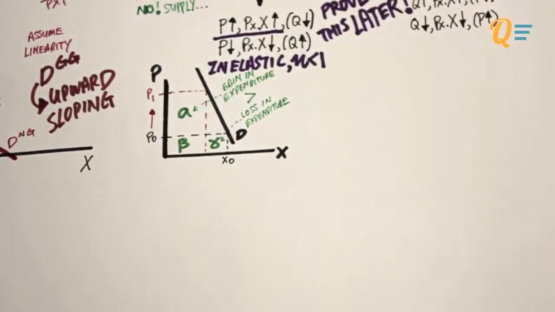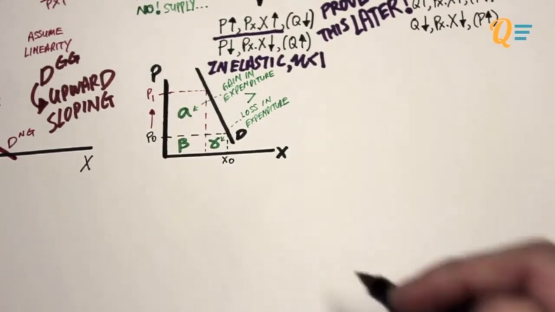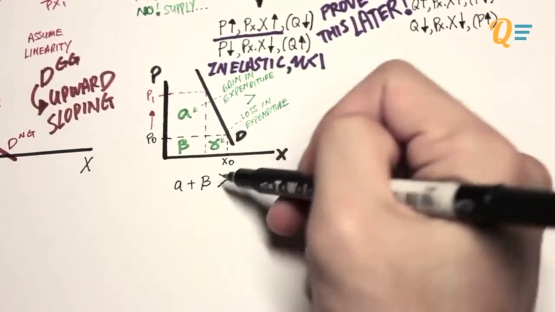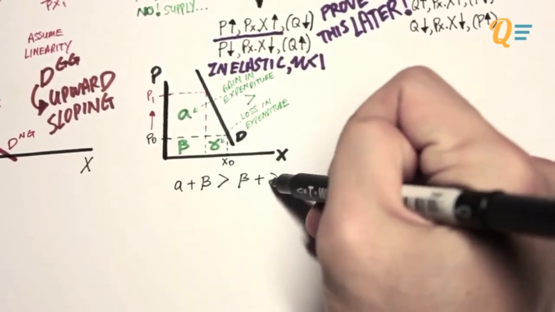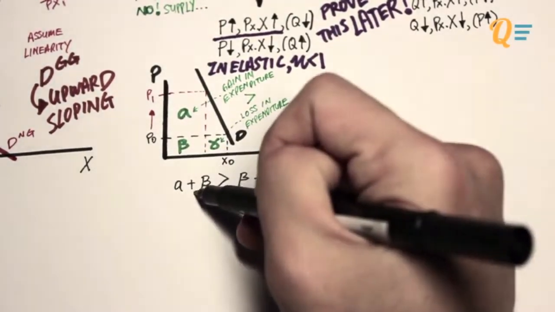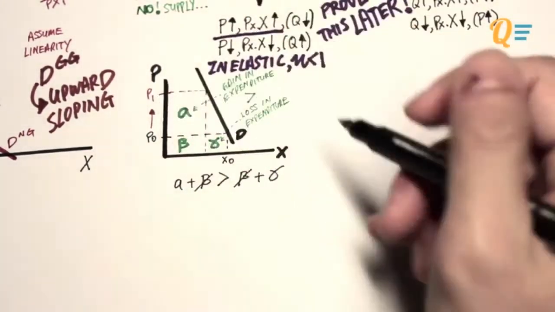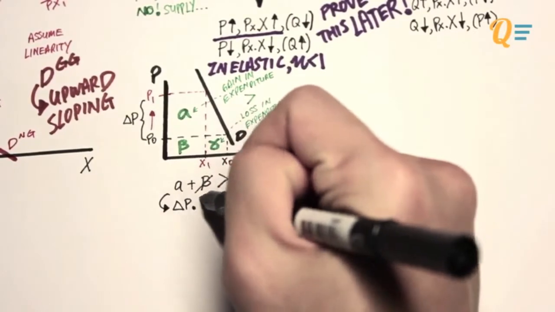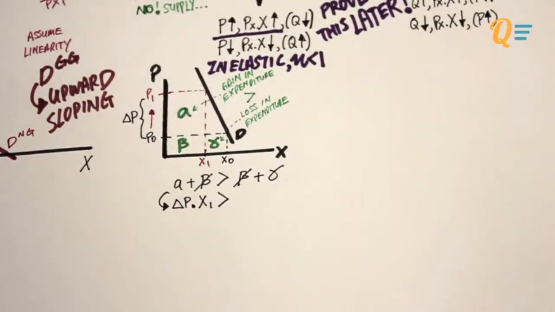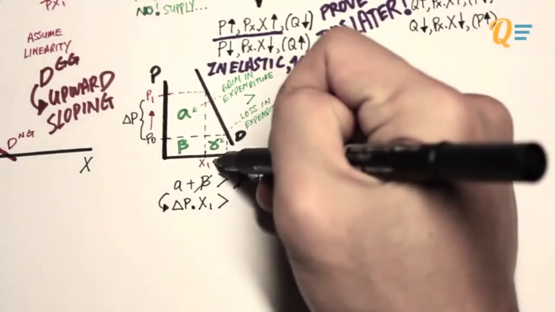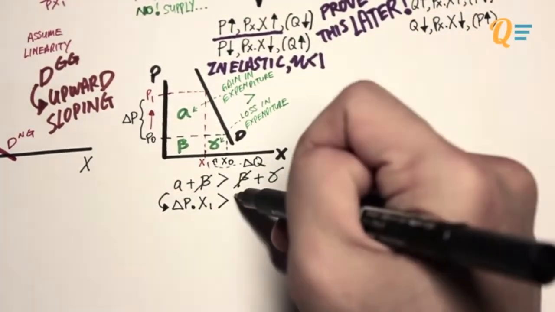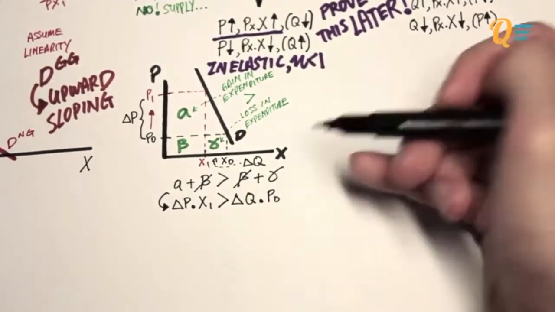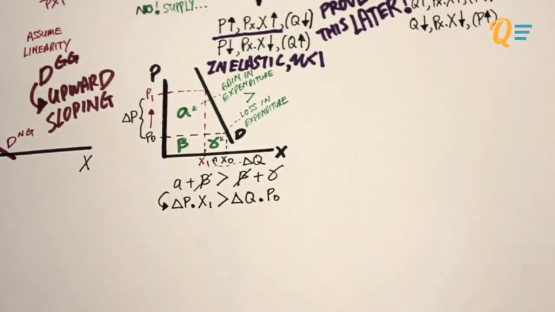And what we are saying is that the gain is more than the loss, so that the overall expenditure will increase. Alpha plus beta, which is the new expenditure, should be more than beta plus gamma, which is the old expenditure. So I'm just going to cancel away the common terms. To find the value of alpha, which is the area of that box, I'm going to take the change in P multiplied by x1. So alpha is equal to change in P times x1. And this is more than the area of gamma, which is the change in quantity multiplied by P0. And we know that the quantity demanded for X has fallen, therefore the change in Q is going to be a negative value.